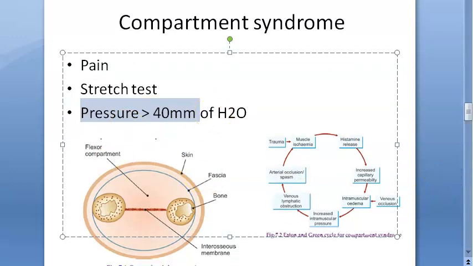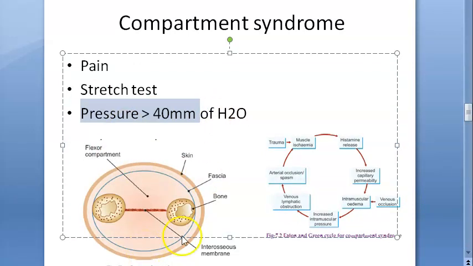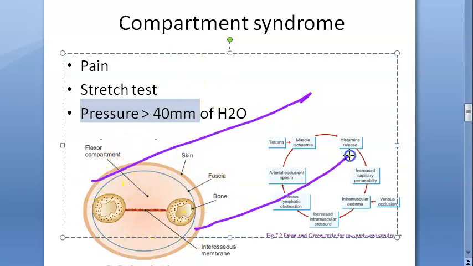Now, how will you treat this? Early, you can just do limb elevation, finger movement, etc. Otherwise, you'll have to do surgical decompression. I think they will do a fasciotomy. So fascia is here, you will do a fasciotomy, isn't it? They will split it longitudinally. So let us say this is the limb of that person. They will split the fascia longitudinally, fasciotomy. The deep fascia of the compartment is split longitudinally.